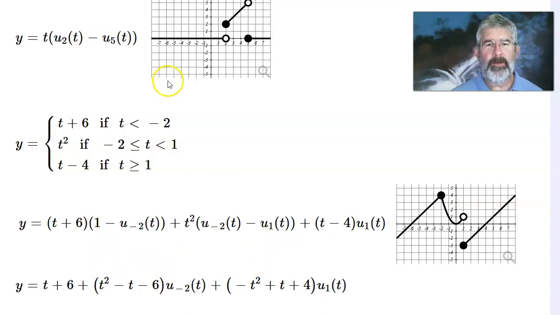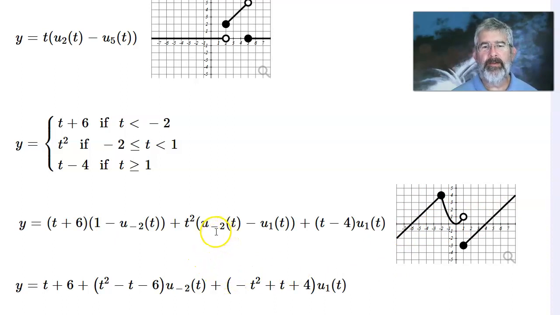So the first way is just this idea of turning on and turning off. Right? So when I say t plus 6 times 1 minus u negative 2 of t, this is saying that, so the 1 minus, this is the turn off function, right? This is on until you get to -2, and then it shuts off. So this is 1 and then 0, and when you're multiplying by the 1, you're seeing the t plus 6, but then you get to -2 and it shuts off.